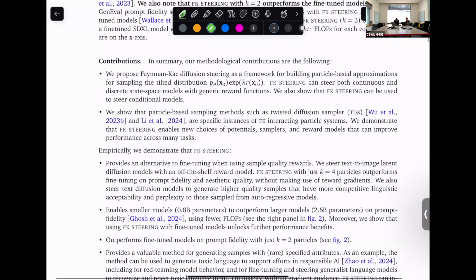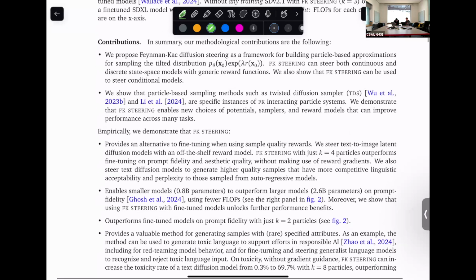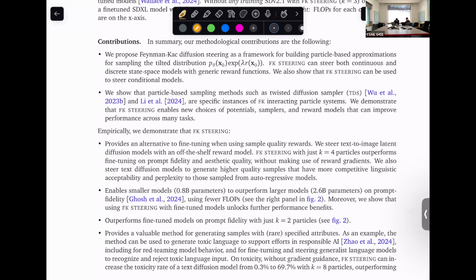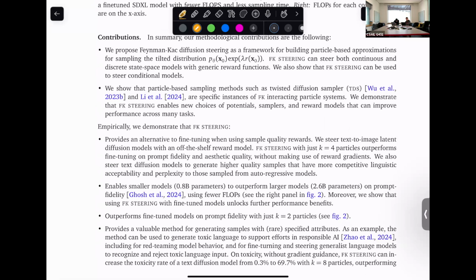So they propose this Feynman-Kac diffusion steering, and they also show that previous schemes that do SMC-like stuff with diffusion models, the primary example being this twisted diffusion sampler, are special cases of their thing. And then they show that it works pretty well.